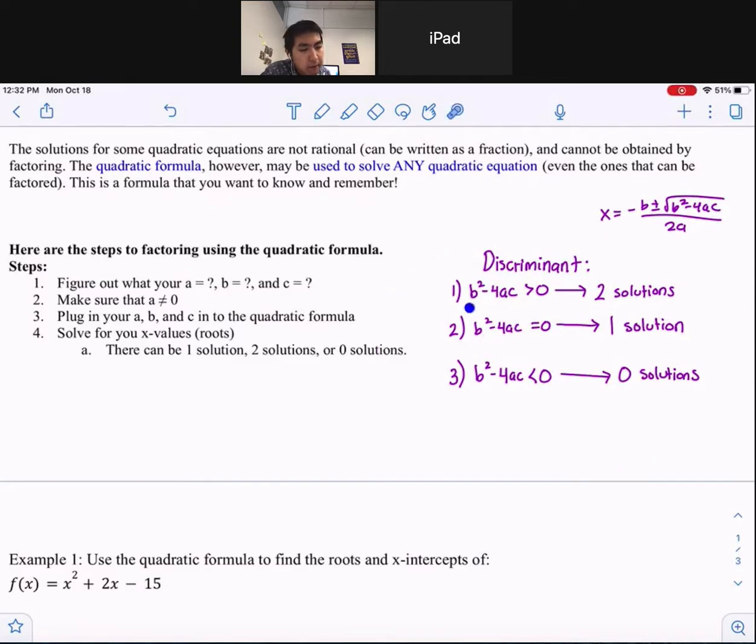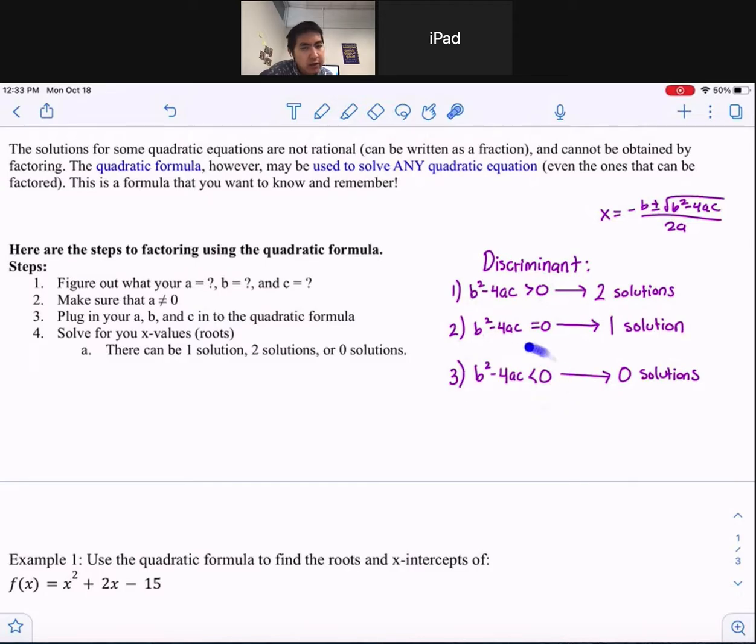Now, b squared minus 4ac, that's this part, right? So if it's greater than 0, or positive, you guys will always get two solutions because you're going to get plus or minus whatever you get from here. And whenever you have plus or minus, those are two cases to get two answers. Number 2: if b squared minus 4ac equals 0, the square root of 0 is 0, plus or minus 0 is 0, so all we're left with is negative b over 2a, which is just one solution.